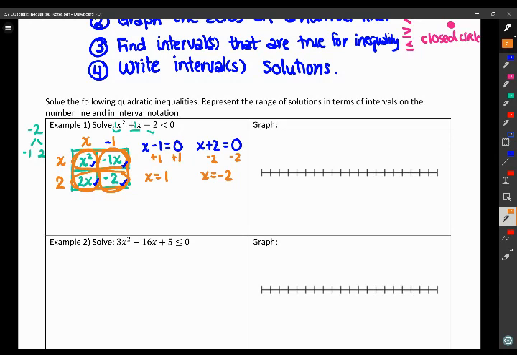So now what we're going to do is we look at our inequality sign. So when I look at my inequality sign, it is a less than, which means it is an open circle. So I'm going to put an open circle on 1 and an open circle on negative 2. Now notice I have no numbers on my number line. So that means you need to decide how you're going to do your number line.